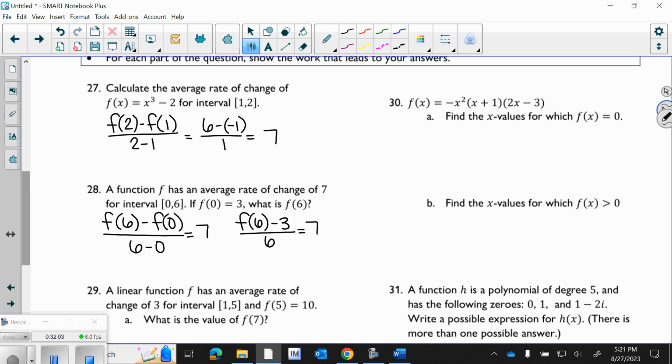And now I have a problem that I can solve. Let's start by multiplying 6 times 7. That gives me f of 6 minus 3 equals 42. And then finally, I will add 3 to both sides. So now I know that f of 6 is equal to 45.